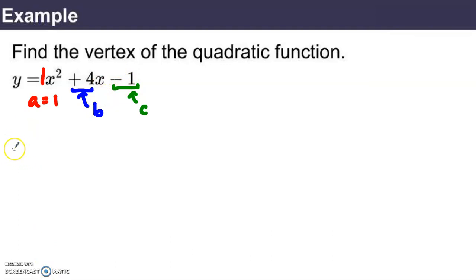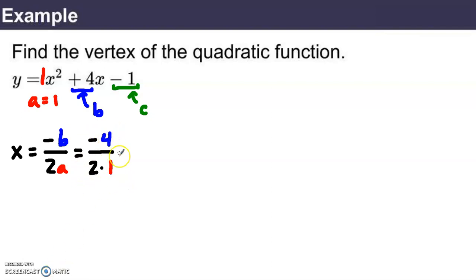The rule for the x-coordinate said we need the opposite of b over 2 times whatever a is. So let's plug those in. The opposite of b, where b is positive 4, is going to be negative 4. If b had been a negative number, I should have a positive number here. The opposite of whatever b is, all over 2 times what's a? A is 1.